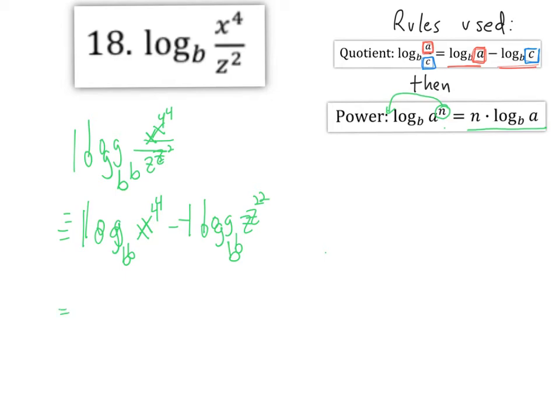So all that means is we're going to rewrite this: the 4 here is going to come out front, and it'll be times log base b of x, and then minus the same thing, the 2 from the z squared. This 2 here is going to come out front, and then times log base b of z. And that's the final answer.